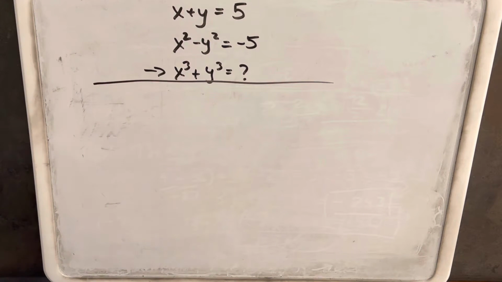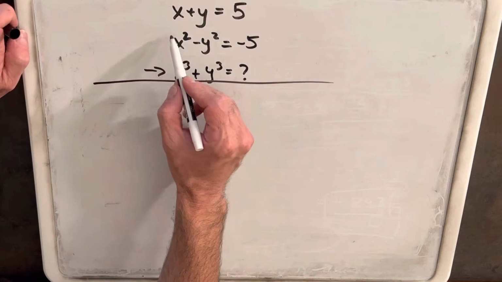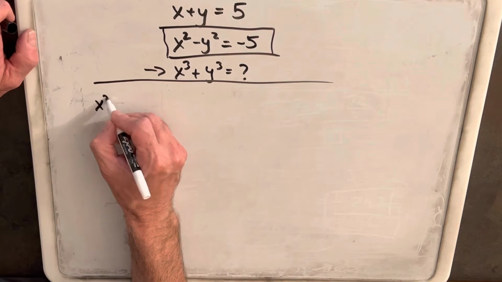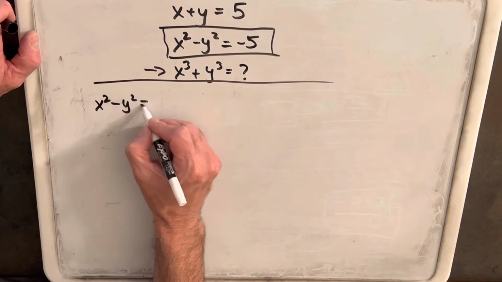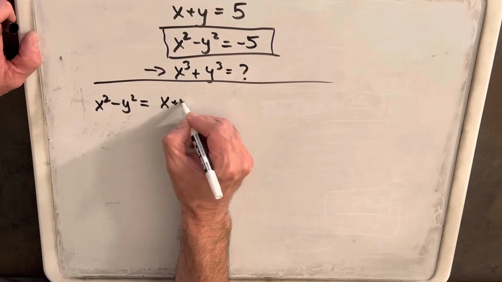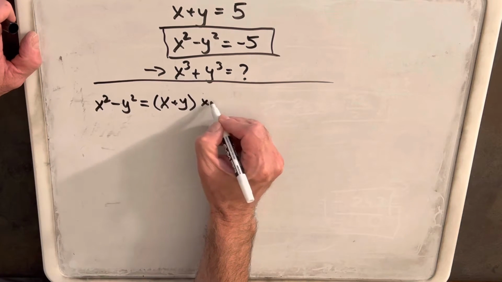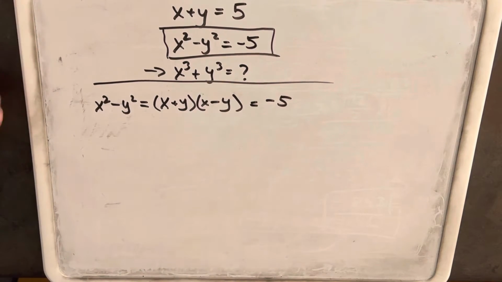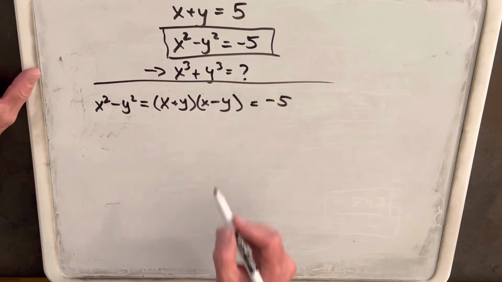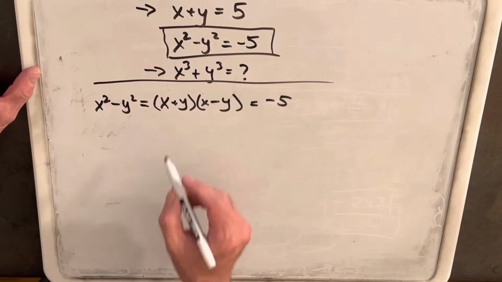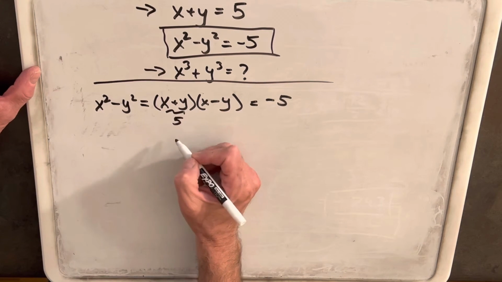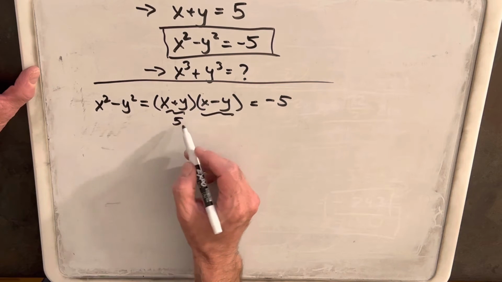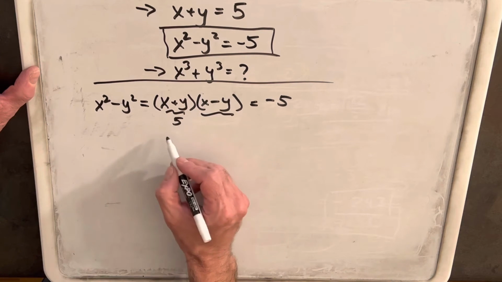Now to get started, this is a difference of squares right here in the second equation, so I'm going to rewrite that piece. This can be factored as x plus y times x minus y, and we're given that this is -5. Then we can use our first equation. We already know x plus y is 5, so we just need to solve for this. I'll divide by 5 on both sides.